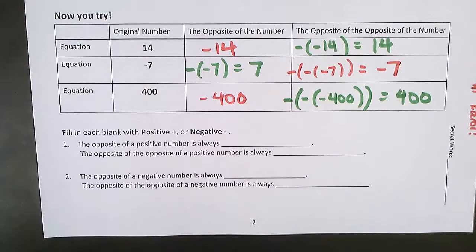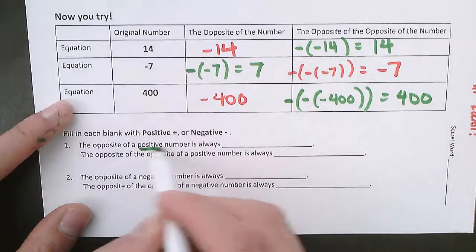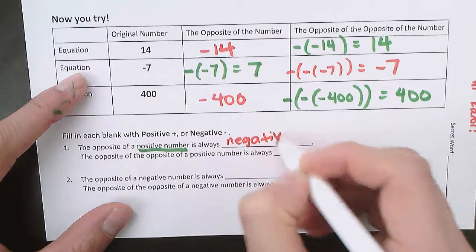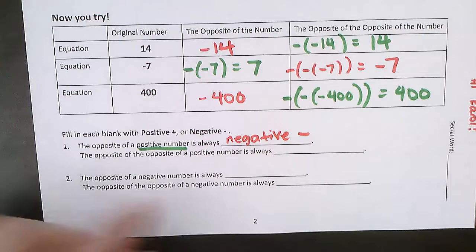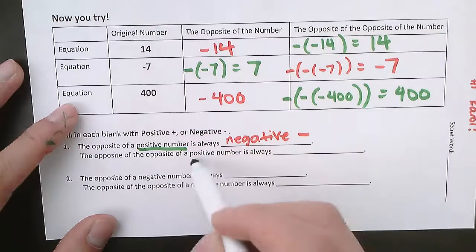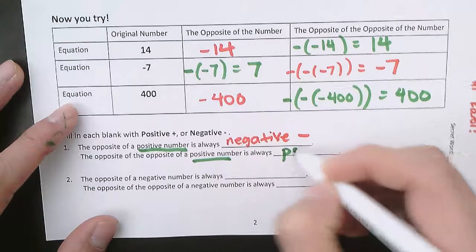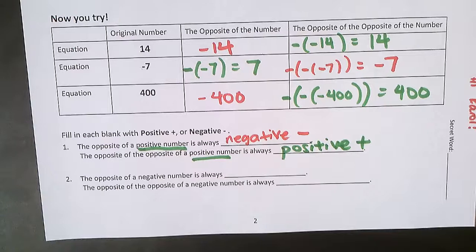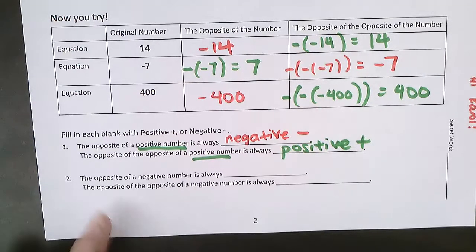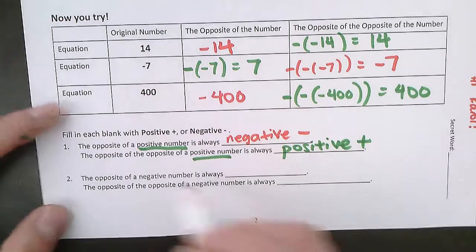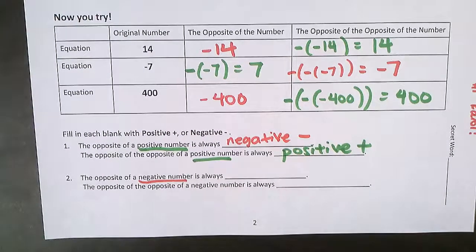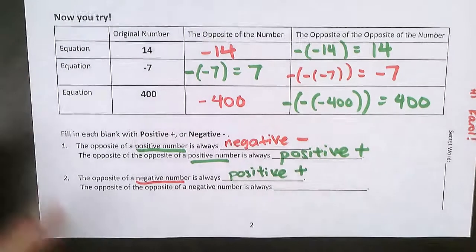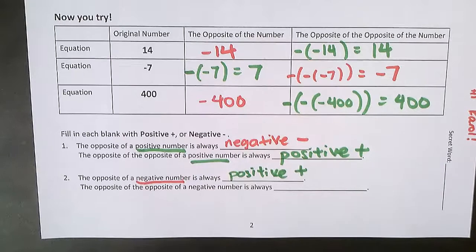In these blanks, the opposite of a positive number is always going to be negative. And the opposite of the opposite of a positive number is going to stay the original number, which is always going to be positive. And for the last one, the opposite of a negative number, that's always going to be positive. And the opposite of the opposite of a negative number stays negative.